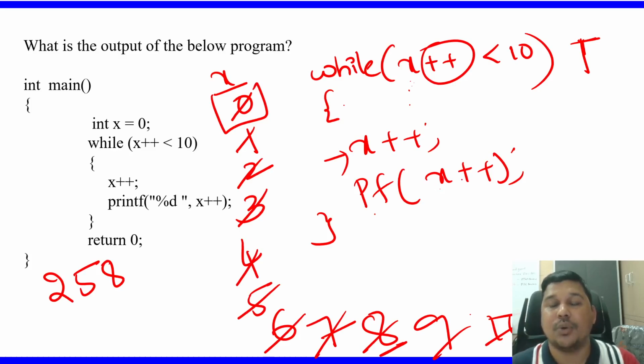So what is X value? 11. Post increment, you don't increment it. First print the value of X, later you increment it. So this plus plus I will do it later. I will print the value of X, that is 11. Now I will increment, it becomes 12.